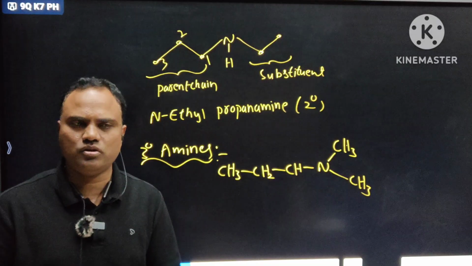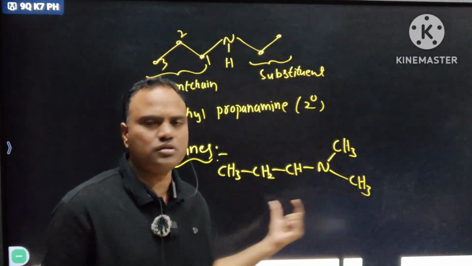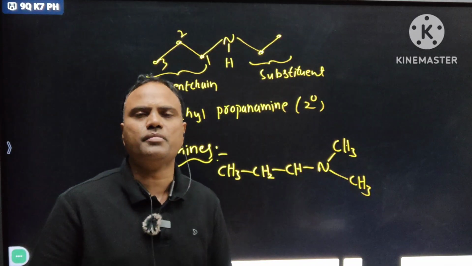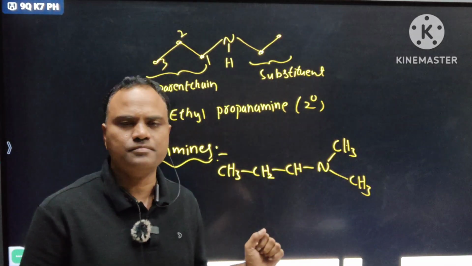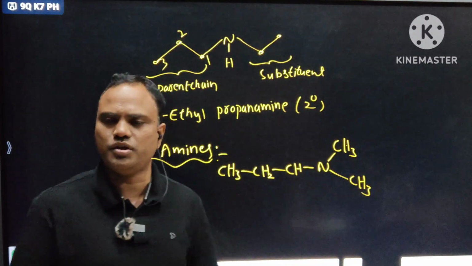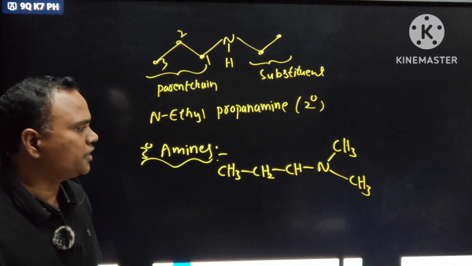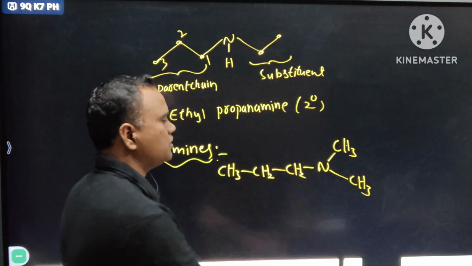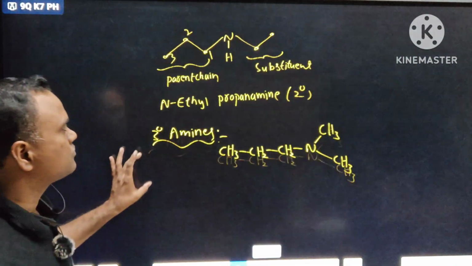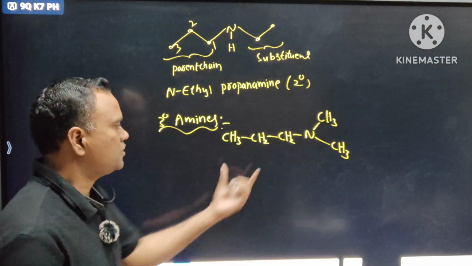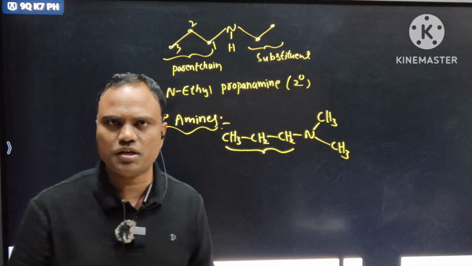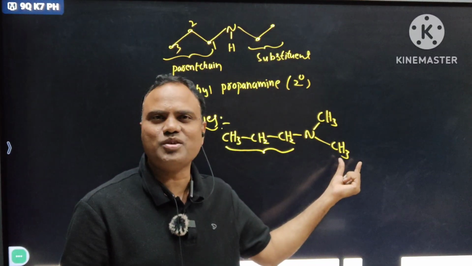This is a 3 degree amine, no doubt, because nitrogen is surrounded by 3 R groups. As usual, select the chain with more carbons as the longest chain. Remaining chains become substituents. This is the longest chain, because it has 3 carbon atoms. This is a substituent, and this is also a substituent.